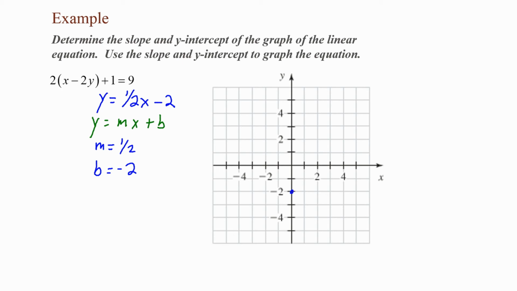So I'll go over 0 and down 2 on my y-axis and plot my point. Now I can go up 1 and then right 2 to get my second point. I can now draw my line, or I can continue to go up 1 and over 2 to create more points. I also have the option of going down 1 and back 2 to create additional points. When you have at least 2 points, you are now ready to draw your line. So now we have the line for 2(x minus 2y) plus 1 equals 9.